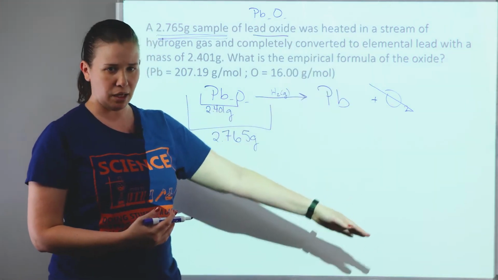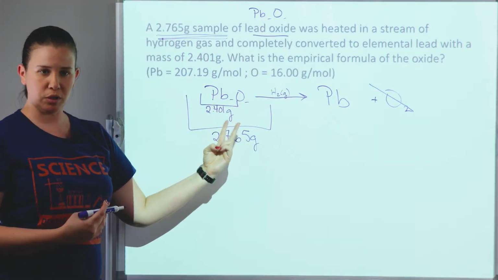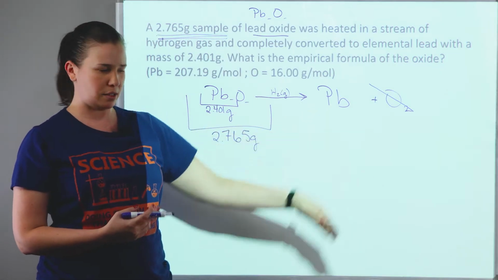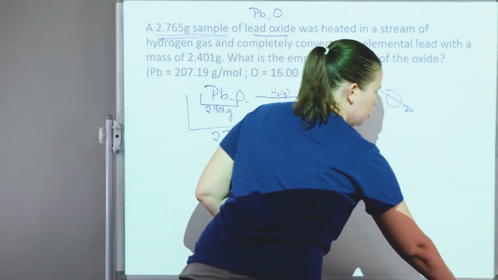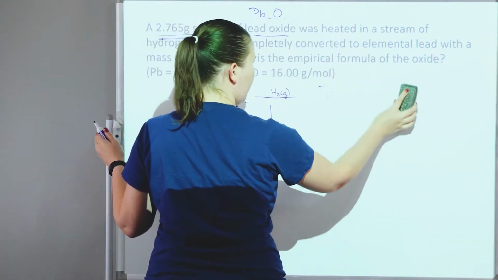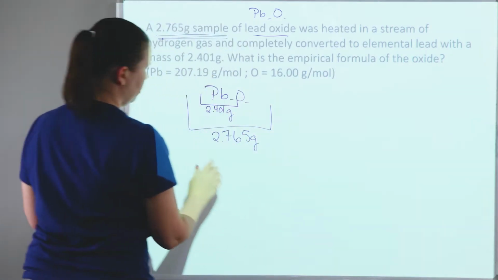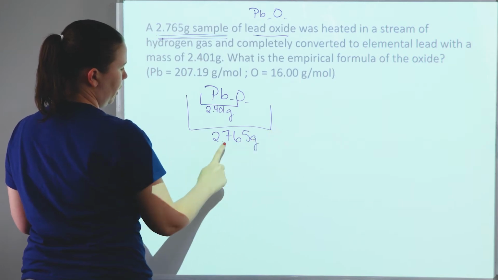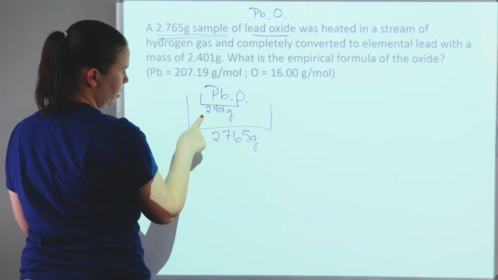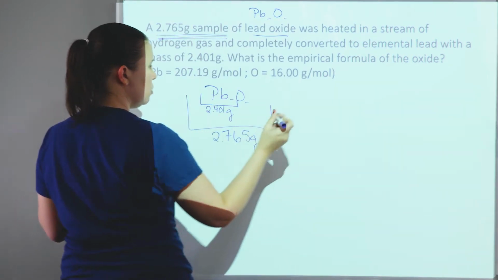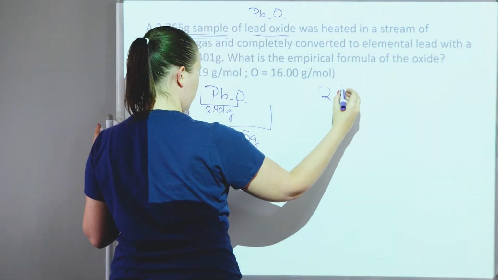And it really doesn't matter to the empirical formula part of the question whether that's diatomic or not in the end. So I'm going to take a step back. I did want to show the equation in general, but this is really the part that matters here. I had a total mass of 2.765 grams and the lead is 2.401 grams. So if I find the difference, I can get my oxygen.